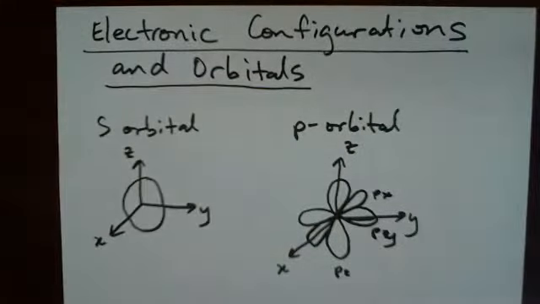These p orbitals aren't actually fixed in x, y, z directions. It's just that's the notation that we use for them. They are distributed orthogonally through space.